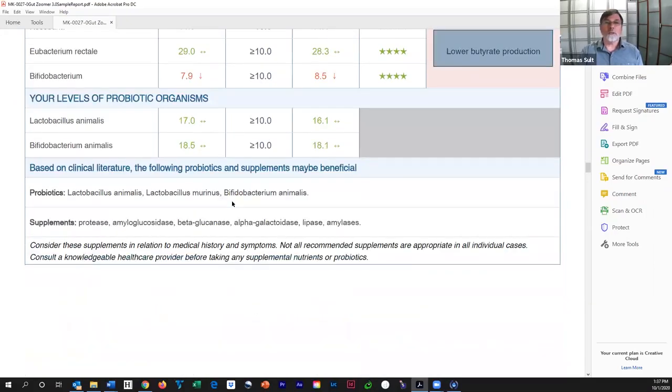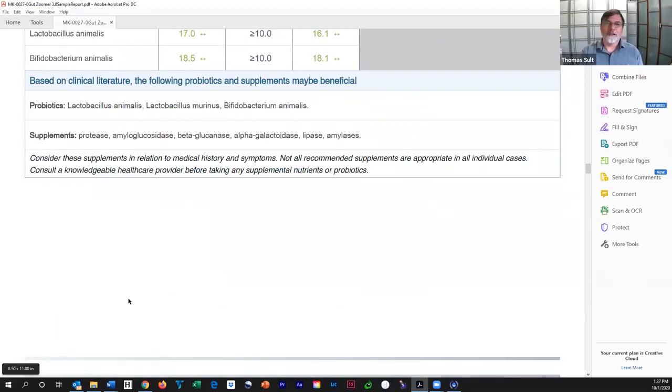And then again, based on the clinical literature, here are some recommendations that might be helpful. These are kind of high-level recommendations. The recommendations that I would prescribe out of this test would probably not resemble this at all.